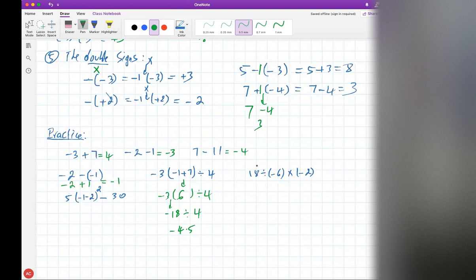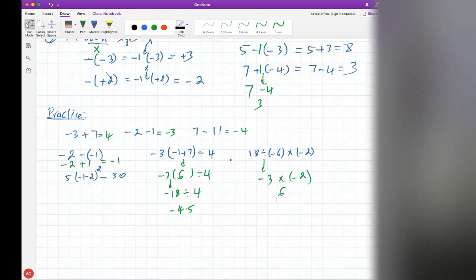Another one here. We have basically a division and a multiplication. Which one do we do first? Your division. Left to right, that's right. What is this equal to? 18 divided by negative 6 is negative 3. Okay. Times negative 2 would be positive 6. That's right.